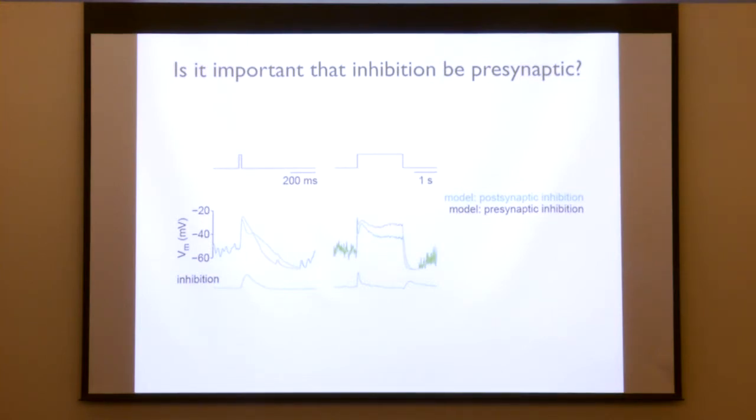In contrast, postsynaptic inhibition does have more of an effect when the cell is depolarized. That's when it's further from the reversal potential for inhibition. And so if inhibition were postsynaptic, it would decrease the signal-to-noise ratio instead of increasing it.